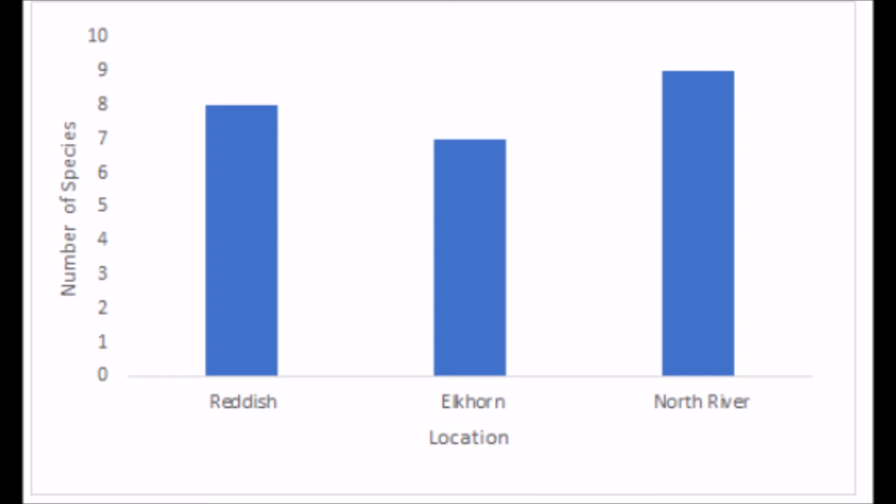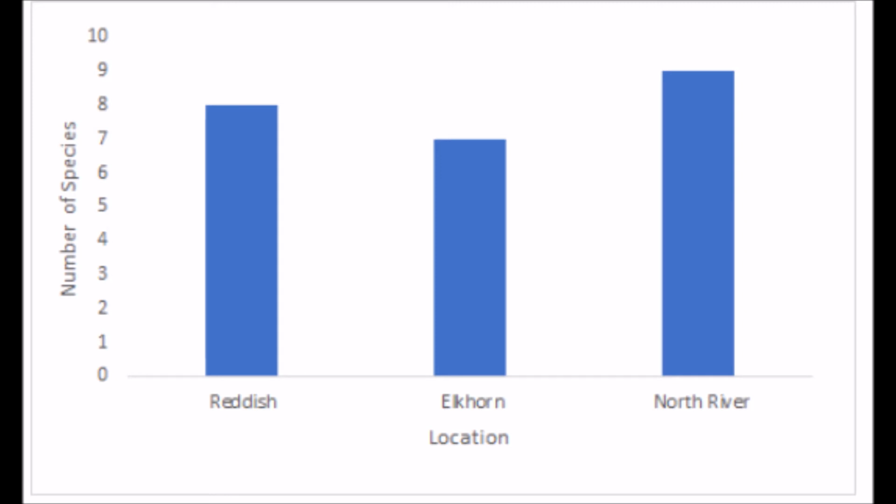In the first graph, the number of species found at each location is shown. We found a total of 8 species at Reddish Knob, 7 at Elkhorn Lake, and 9 at the North River. In total, over all 9 sites, we found 24 different species of mushrooms.